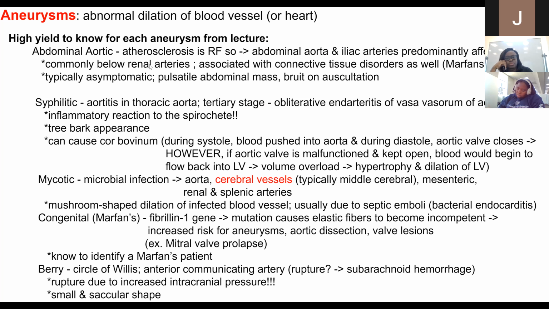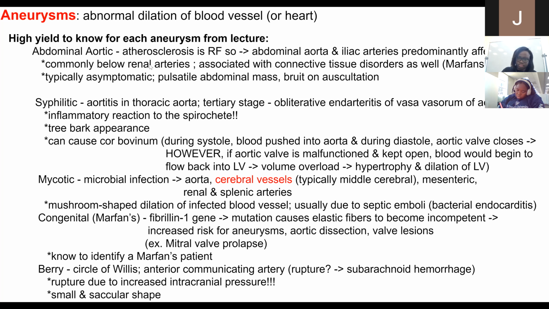Syphilis, they definitely brought this one up. The biggest thing to understand is that it's an inflammatory reaction to the spirochete, okay? Remember that. So it's aortitis in the thoracic aorta. It's during the tertiary stage. They use this really fancy word, obliterative endarteritis. They're not going to tell you it's syphilis, right? Well, they're going to give you clinical features of syphilis, but then they're going to say obliterative endarteritis of the vasa vasorum of the aorta. So what does that tell you? If it's the vasa vasorum of the aorta, where is the aneurysm? Ascending. So your thoracic aorta, right?